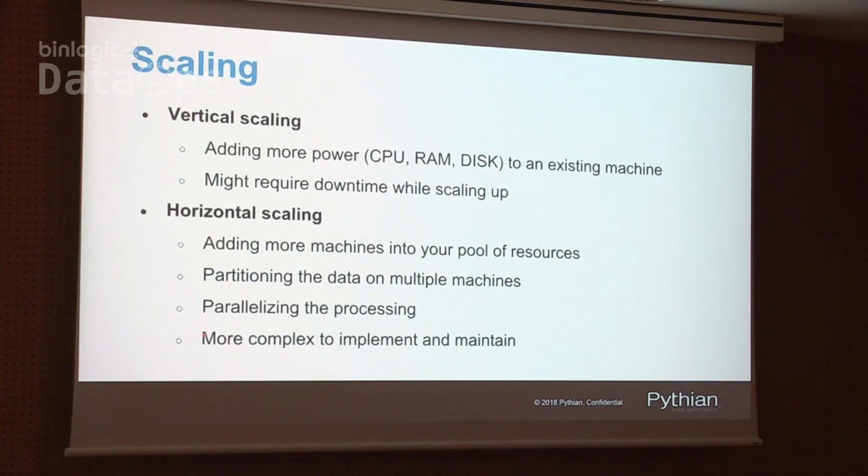And the other option for scaling is horizontal scaling. With horizontal scaling, you just add more machines and you partition the data across multiple machines. So that now, on a smaller server, you have only a portion of the data, and that portion will fit with the working set into RAM. With horizontal scaling, you want to parallelize the processing. However, this adds complexity, and it's not that trivial to implement.